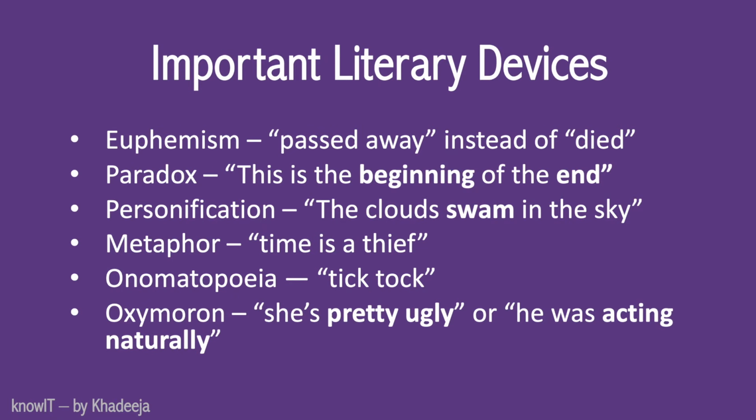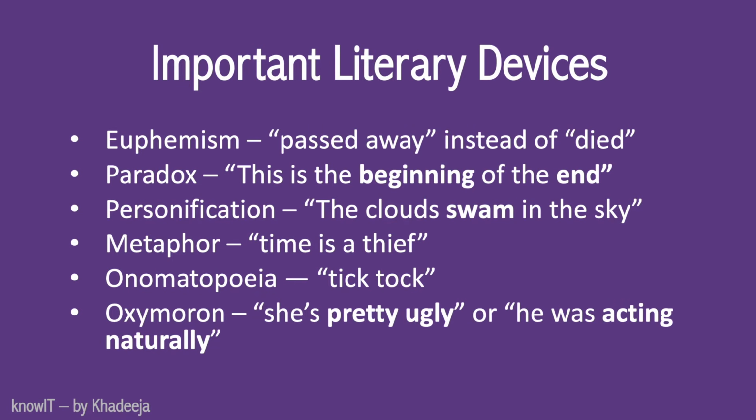So she's pretty ugly. Or he was acting naturally. So, of course, acting and being natural are two different things, but they're used together in this case, and it makes perfect sense. He was acting naturally. So this thing is called an oxymoron, and there are many other examples as well, such as real imagination, etc. Okay, so now that we are done looking at important literary devices and understanding what is meant by language, we can move on to form.